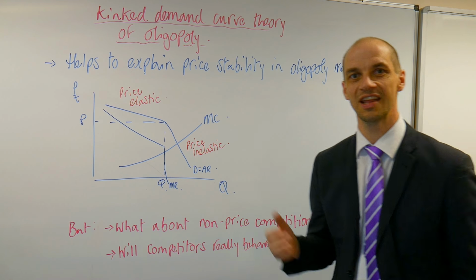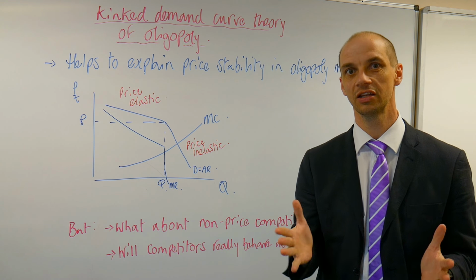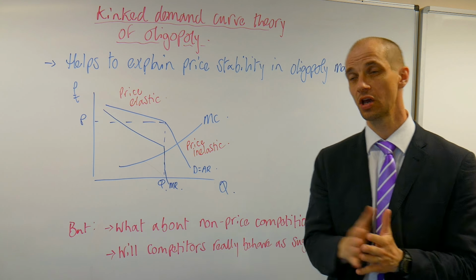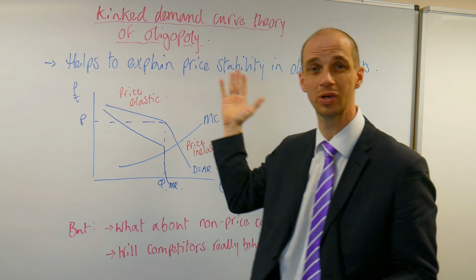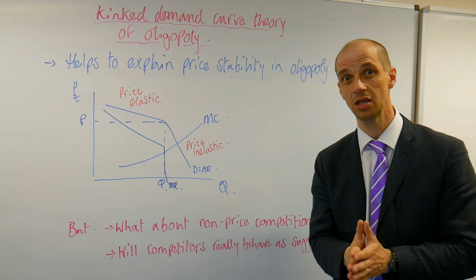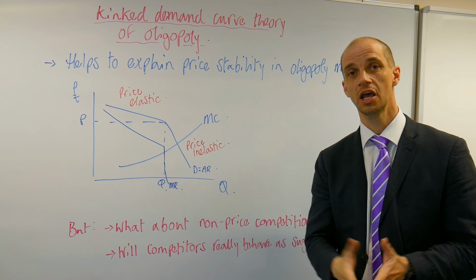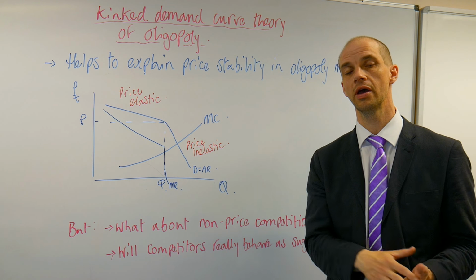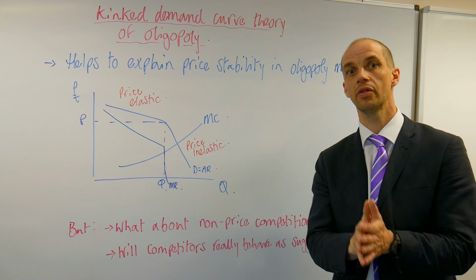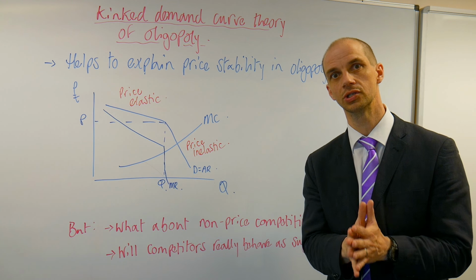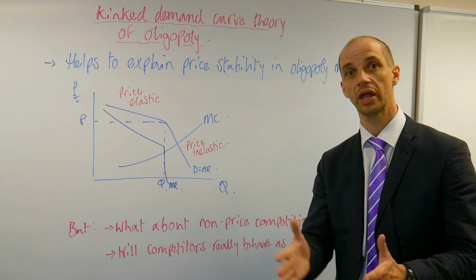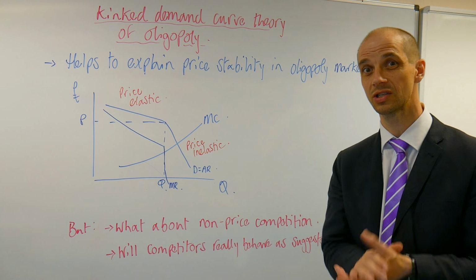Hi guys, so let's now take a look at the kinked demand curve theory of oligopoly. The kinked demand curve theory of oligopoly helps us to explain price stability within an oligopoly market. Now remember, oligopolies have a handful of firms competing with one another. As they compete, they can make various choices. They can increase output and reduce the price, or they can restrict output and raise the price.